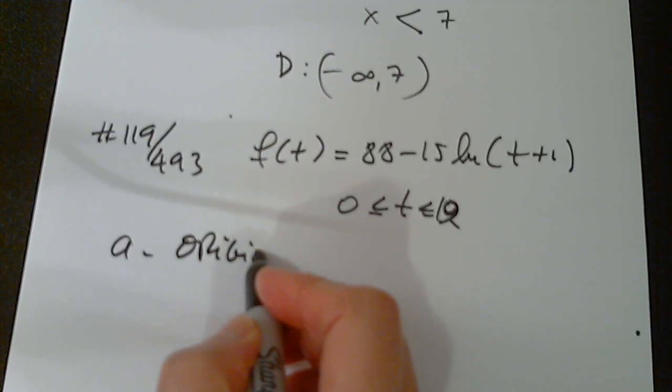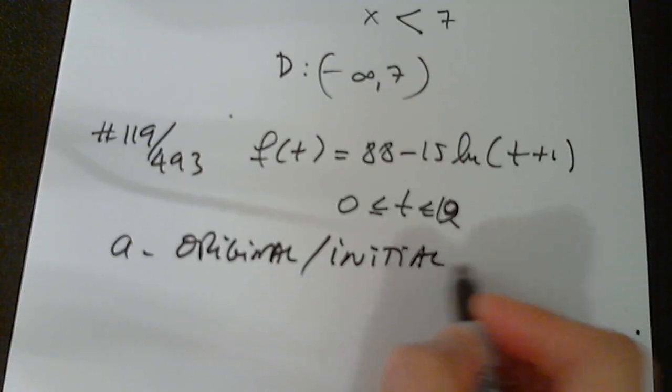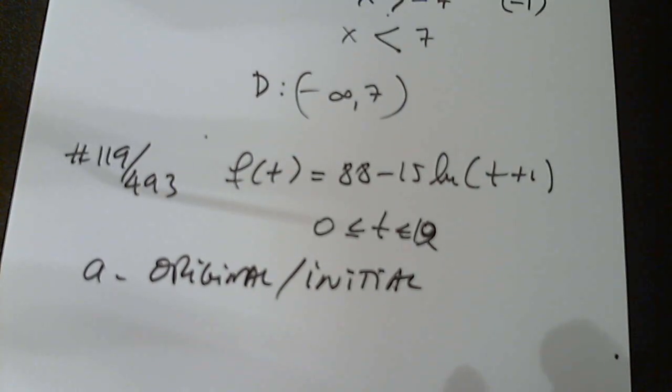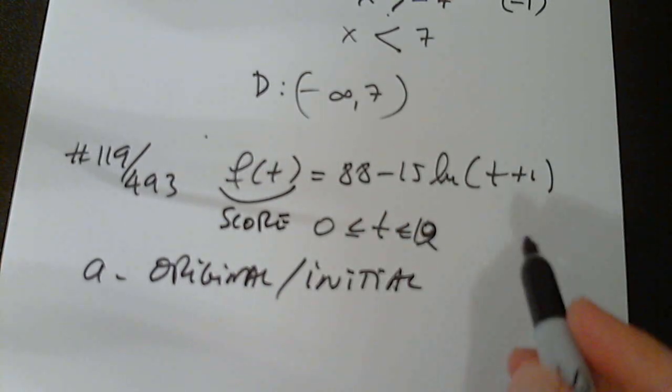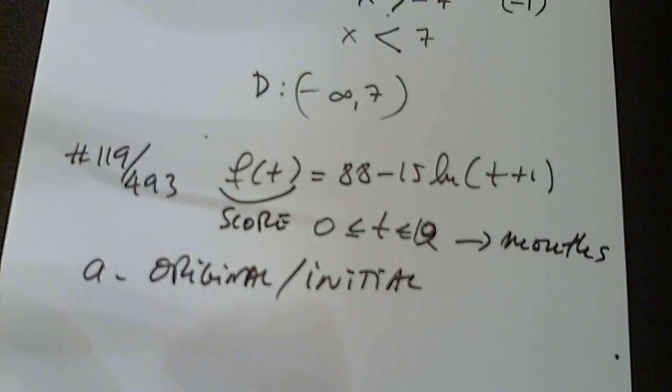Original or initial? What am I asked to find? So this is the score. And t is in months. So what am I asked to find? So I'm asked, find the original score. What does it mean?